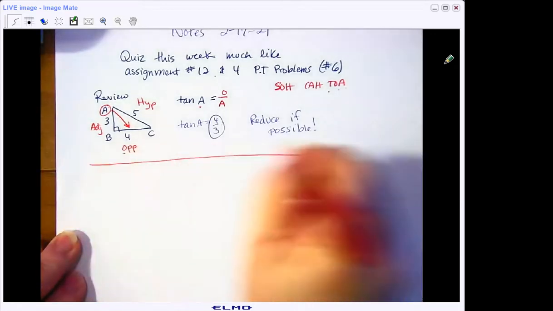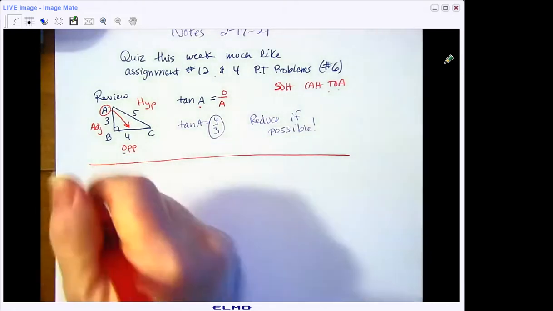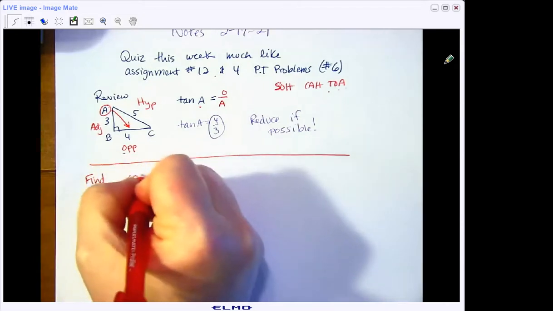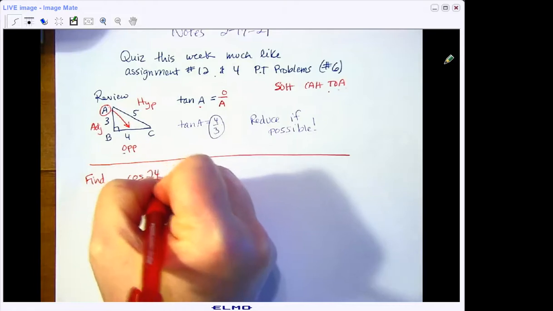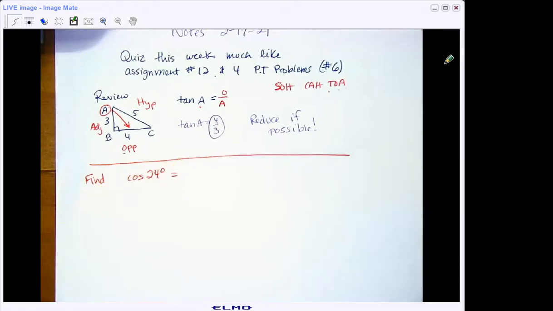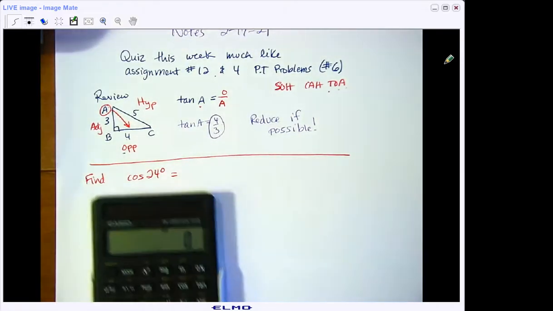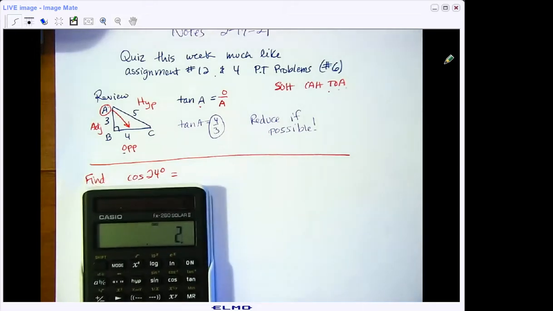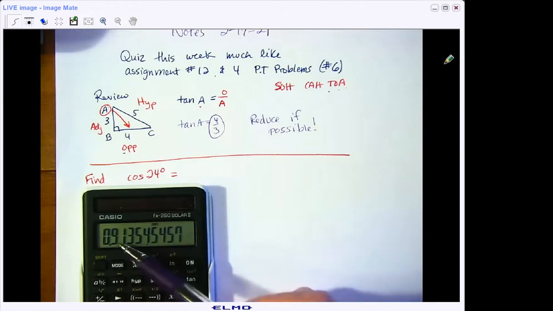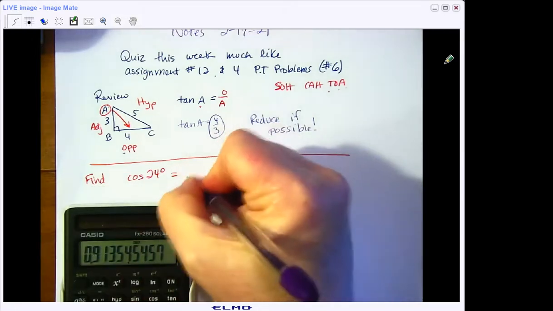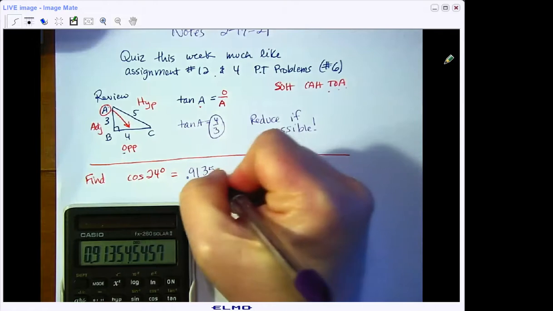Second would be to find, say, the decimal. So find the cosine of 24 degrees. So you're just going to put that in your calculator. 24 cosine, and take the first 4 numbers. 1, 2, 3, 4. That's less than 5, so we're just going to truncate it. So we'll have 0.9135. Done. That's it.